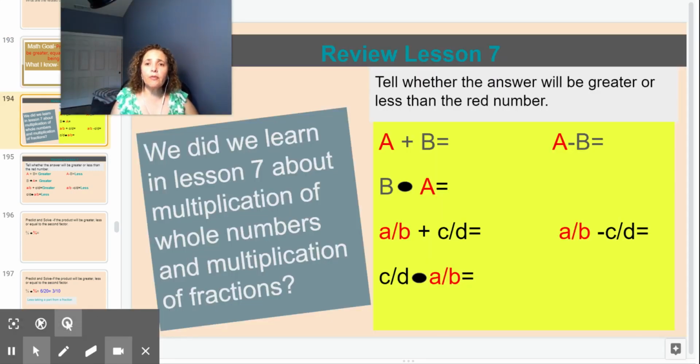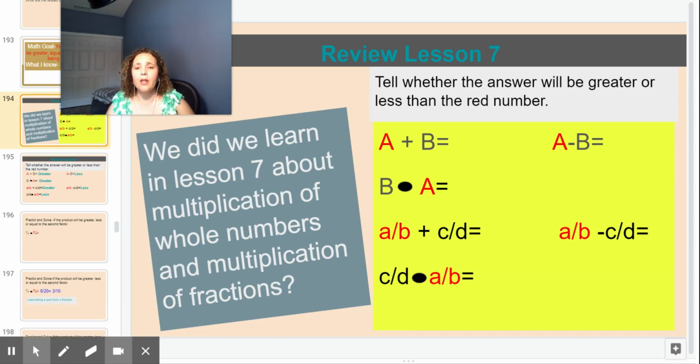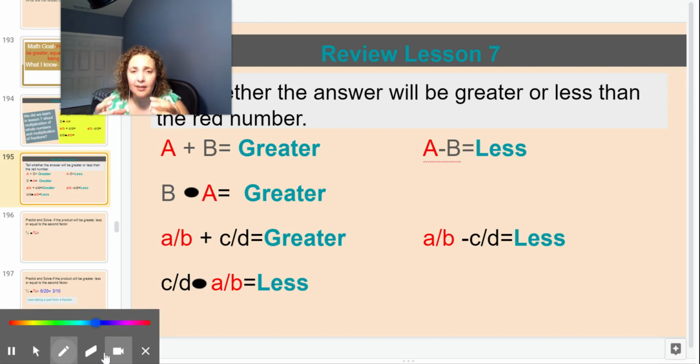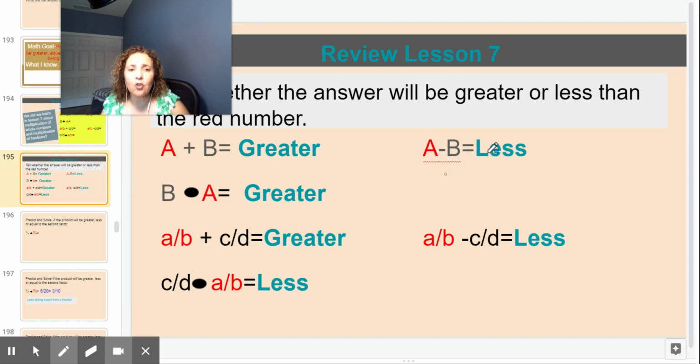Okay, so let's do a little review from what we learned in lesson 7 about multiplication of whole numbers and multiplication of fractions. You should have this already in your math notebook, so you don't need to write it down. Remember we talked about what happens when we add two whole numbers? Our answer is going to be greater, because you're combining things. Then we said if you're subtracting two whole numbers, your answer is going to be smaller than what you started out with, because you're taking something away.